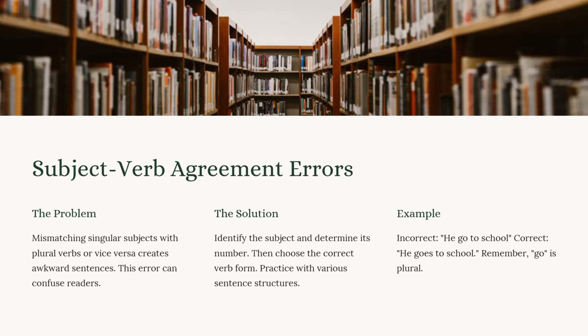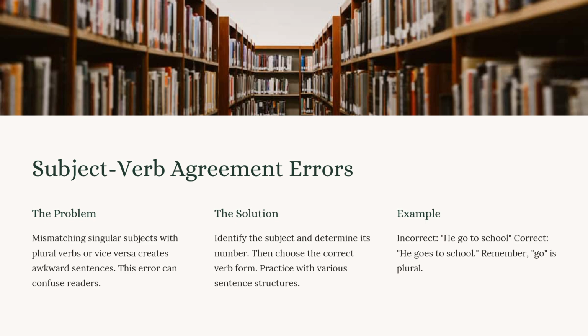Now, one common issue is that learners don't always identify whether the subject is singular or plural. For instance, let's consider this sentence. "The dogs barks." Here, "the dogs" is plural, but the verb "barks" is singular. This mismatch creates an error. The correct sentence should be "the dogs bark."